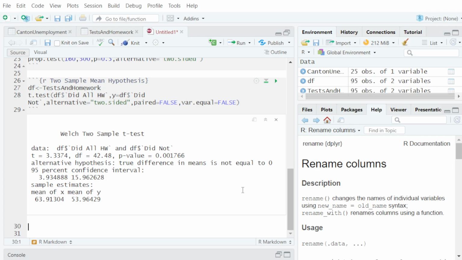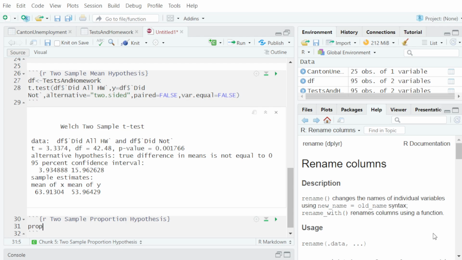Right, now let's do one last test. We're going to do the same kind of thing, but now applied to proportions. So create this chunk, R, not 4. All right, so it's again a two sample test. In this case, it's a proportion hypothesis test. Then close out the chunk here. And this one, again, we just need one line.